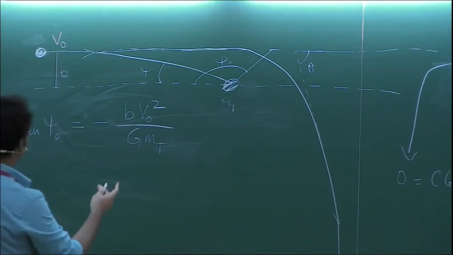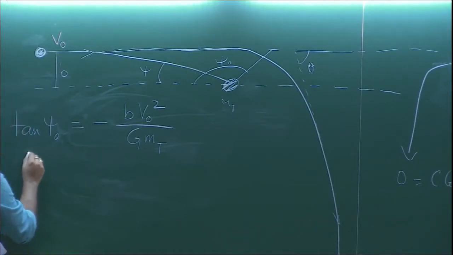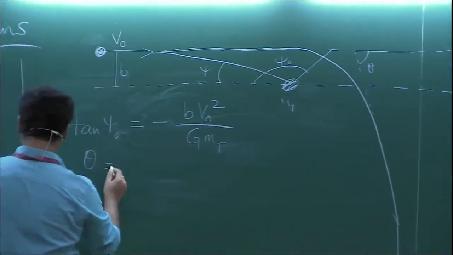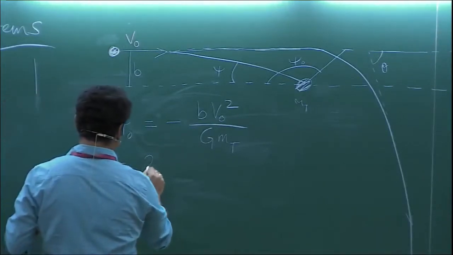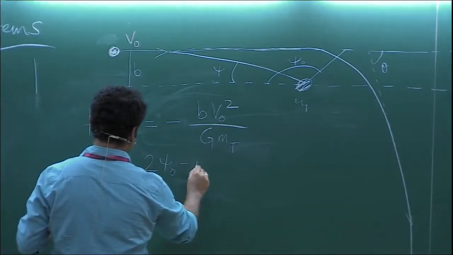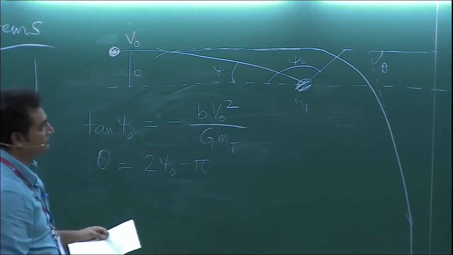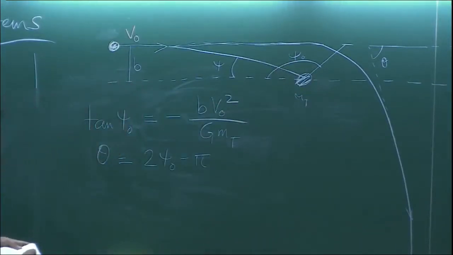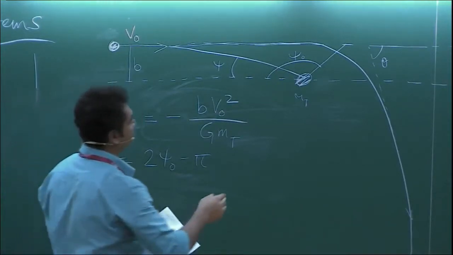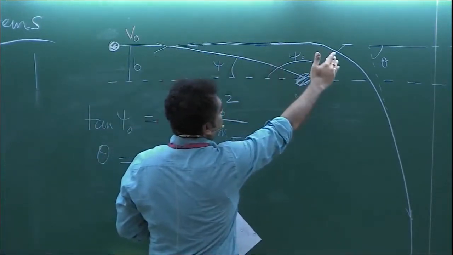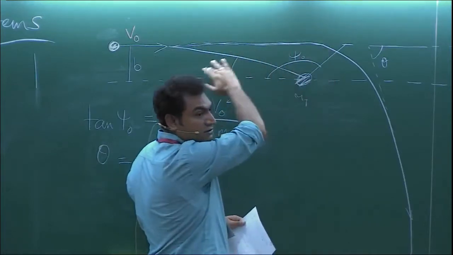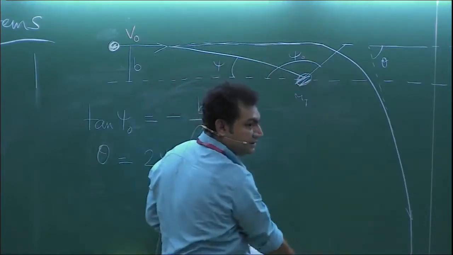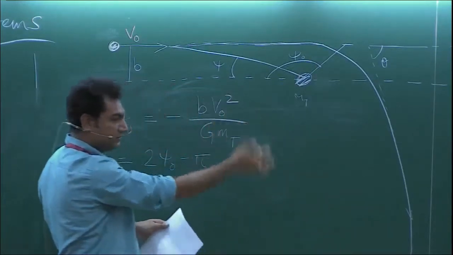So let's try to find out what theta is. Theta is 2 times psi 0 minus pi. This is coming from symmetry. So this part of the arc is exactly a mirror image of that part of the arc.